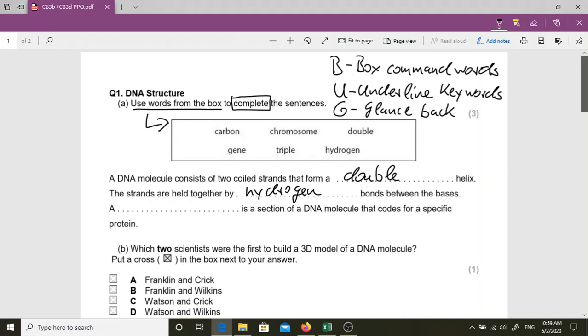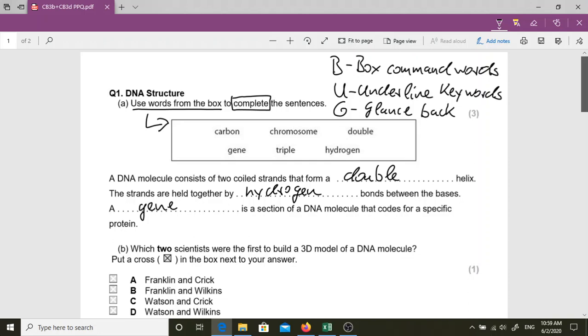A blank is a section of DNA molecule that codes for a specific protein, and what we could also say is it's a section of DNA that codes for a specific characteristic or trait, and that would be a gene.